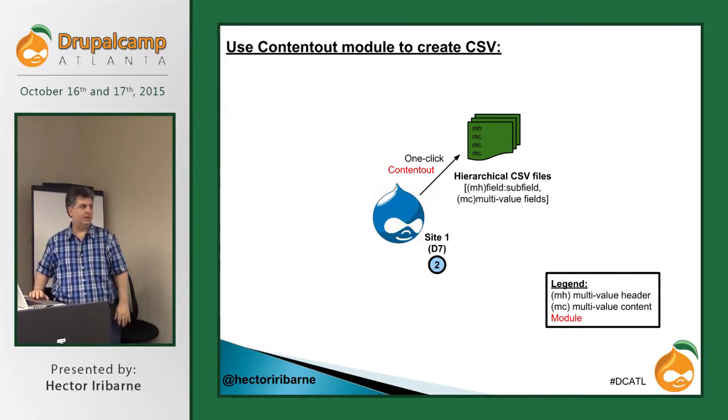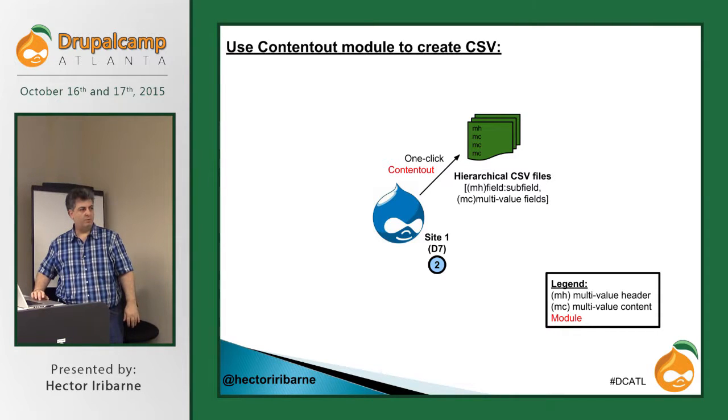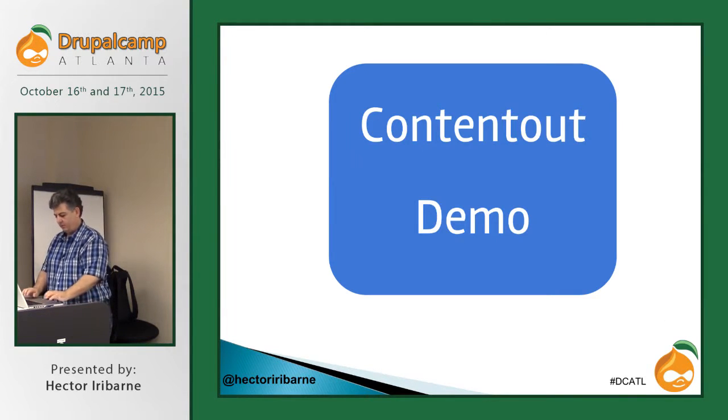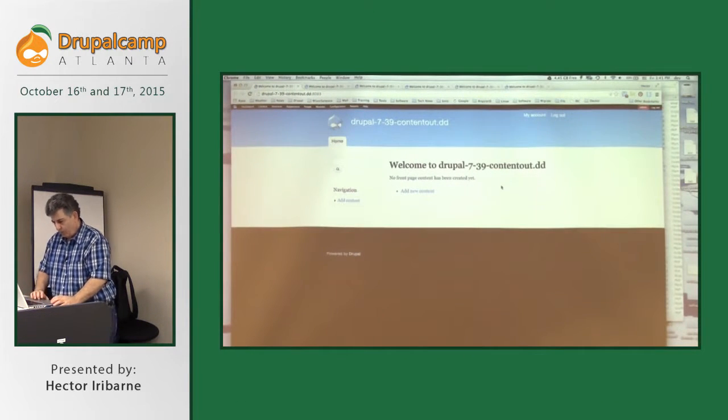So as you can see from the other slide, I took a portion of it. So basically, we have a Drupal 7 site with some content on it, and we're actually going to create the CSV files. And that's right now. Okay, so here's my site 1. I'm calling it content out. This site already has some content on it, as you can see.